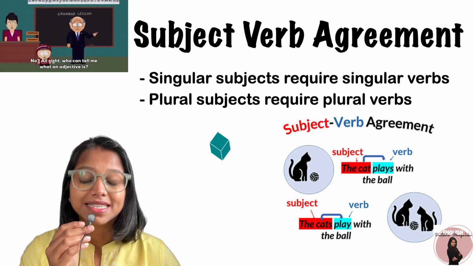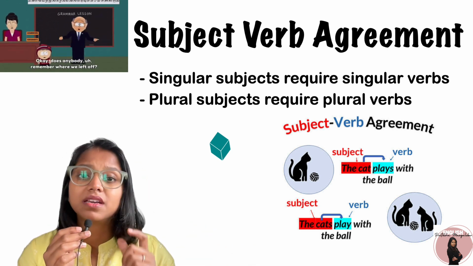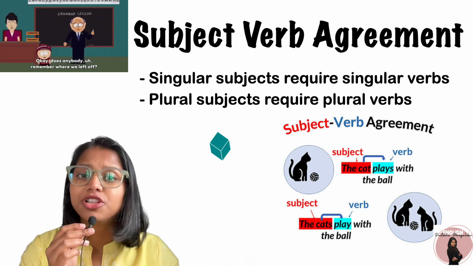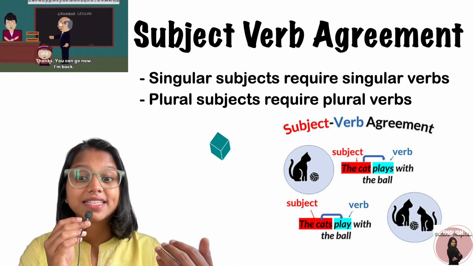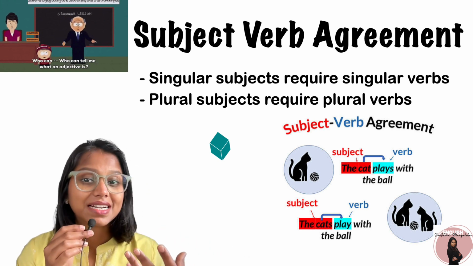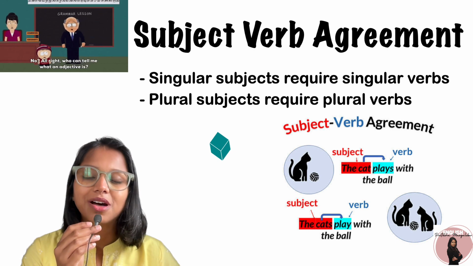Let us look at this example. The cat plays with the ball. The cat, being a singular subject, will get a singular verb, that is plays. As against, the cats play with the ball. Cats is a plural subject. Hence, it gets the plural verb play.